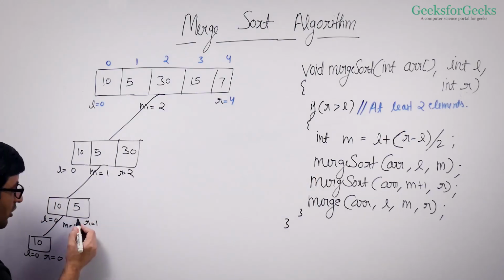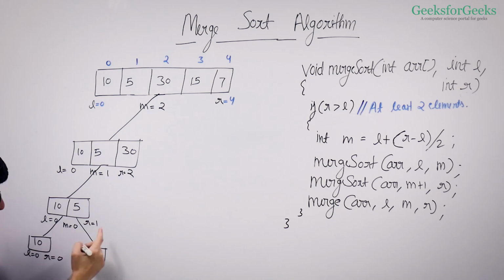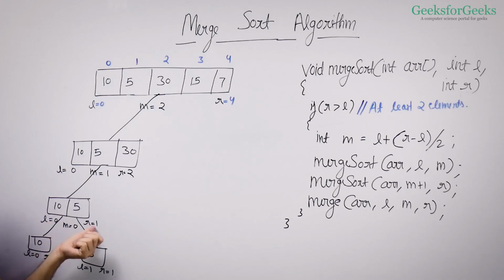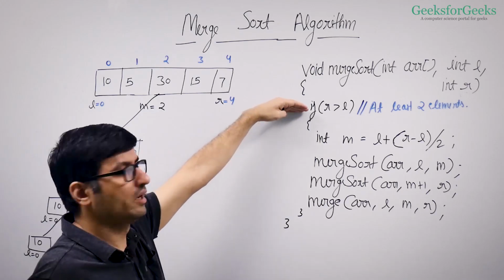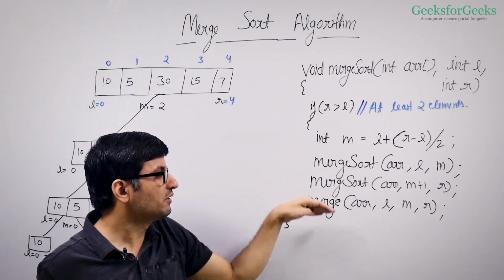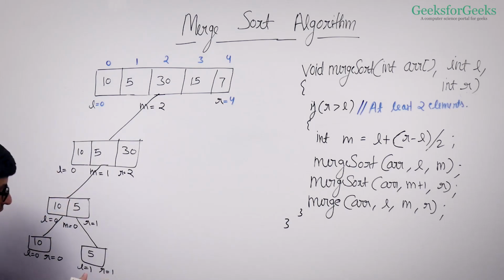So this parent call now makes a call for M plus 1 to R. So L is now M plus 1, which is 1. R is 1 and 5. So this call is made here. And when you call this, a new function call begins from here. And R is not greater than L. So this call will simply not go inside this if condition. It will simply return the control back to the parent because this is over.